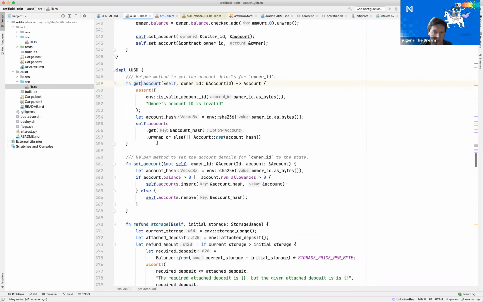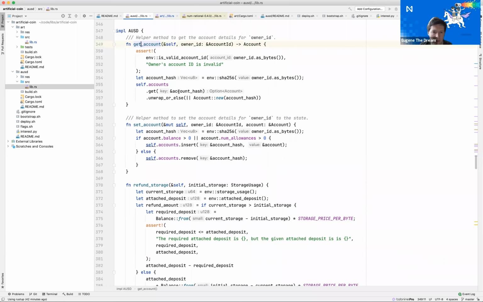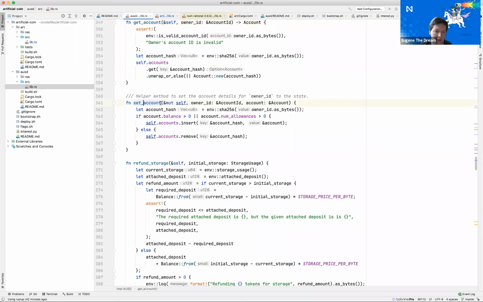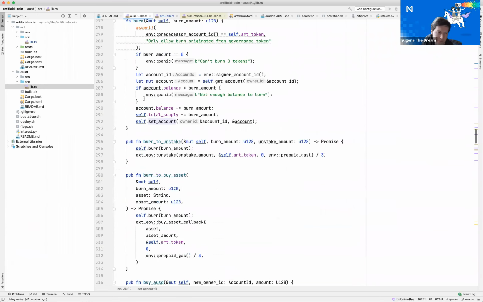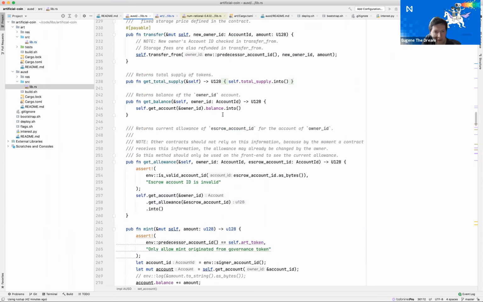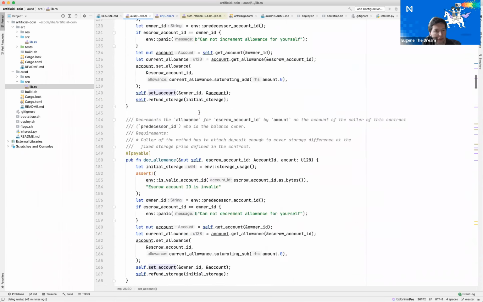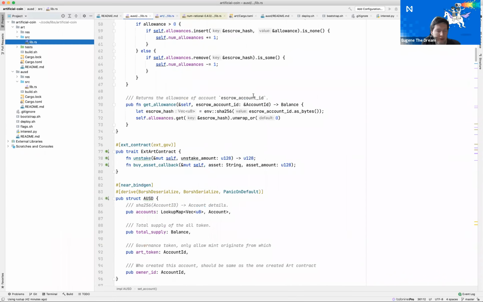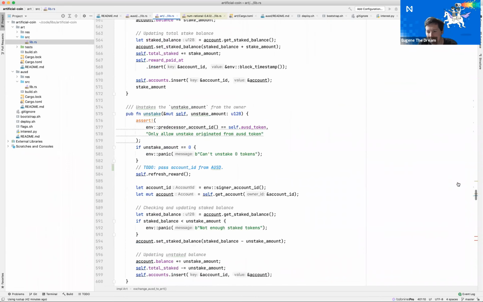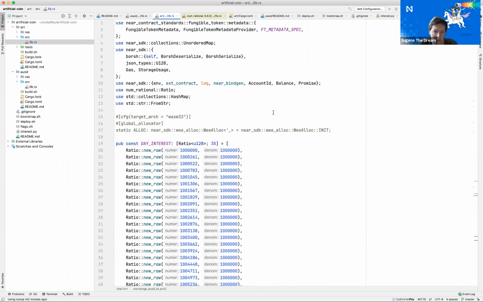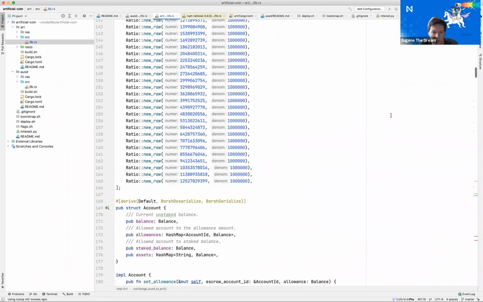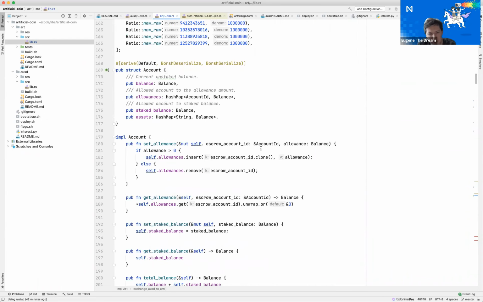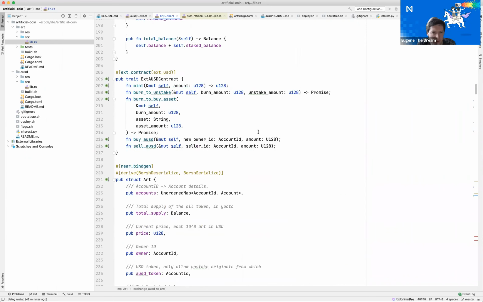Okay, get account. This requires to, no, it just creates a new account and refund storage. So that's it for this implementation. So what I would suggest is upgrade to the latest fungible token. There's probably going to be some mess with the storage registration. Then you need to rely on the callbacks. So remove all the allowances from here because they're not needed.